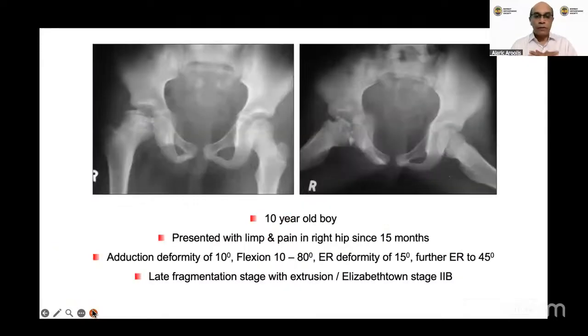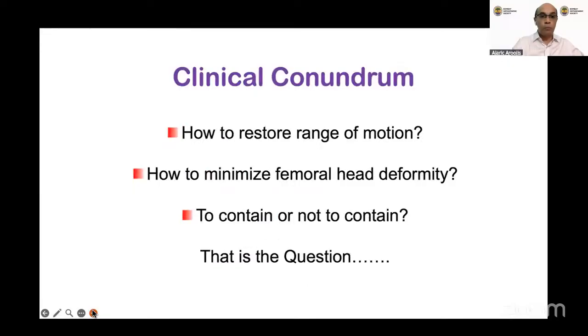So here's my case of a 10-year-old boy who presented with limp and pain in the right hip of 15 months duration. Clinically has an adduction deformity of 10 degrees, restricted flexion from 10 to 18 degrees, and external rotation deformity of 15 degrees with very limited further external rotation. So basically quite a stiff hip. And the X-ray, as you can see, shows that there is advanced fragmentation already with a large amount of metaphyseal reaction. And this would be put under the modified Elizabethtown classification as stage 2B.